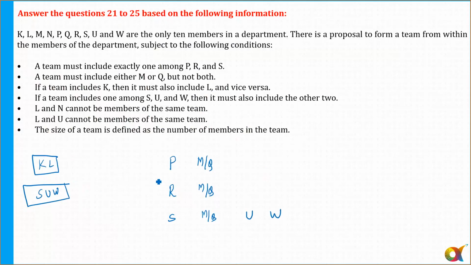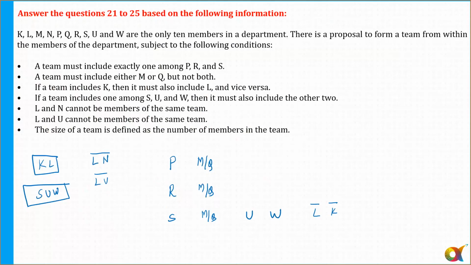L and N can't come together. So I'm putting a bar. And L and U can't be together either. So if L and N can't be together, L and U can't be together. In the last case, U is there. So it means I can't take L. And if I can't take L, I can't take K also, because L and K are always coming together.